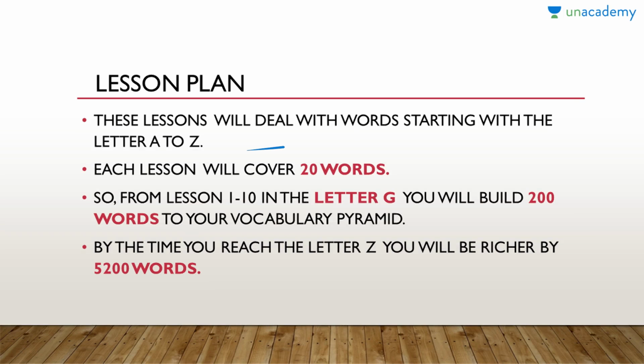Lesson plan. These lessons will deal with words starting with the letter A to Z. Each lesson will cover 200 words. So from lesson 1 to 10 in the letter G, you will add 200 words to your vocabulary pyramid. By the time you reach the letter Z, you will be richer by 5,200 words, not to mention the words you already know. So that's going to be an imposing pyramid.